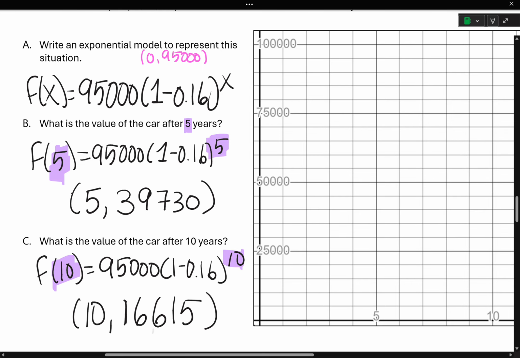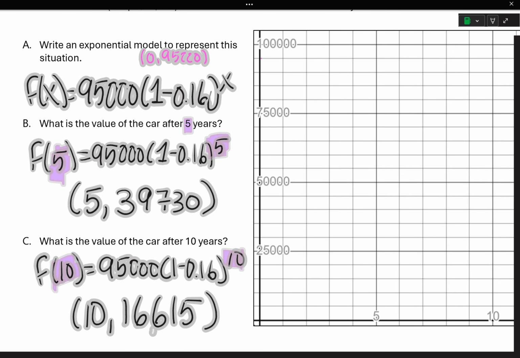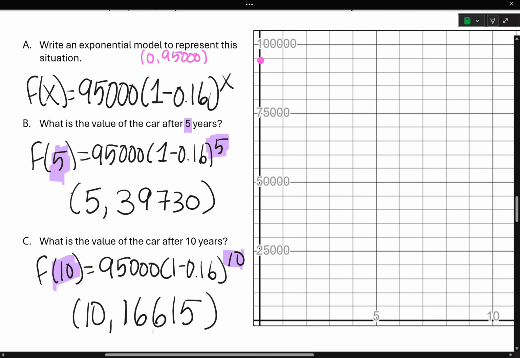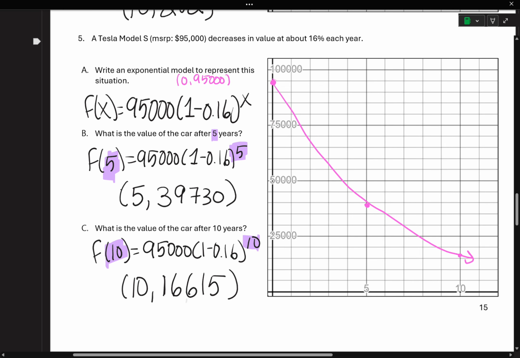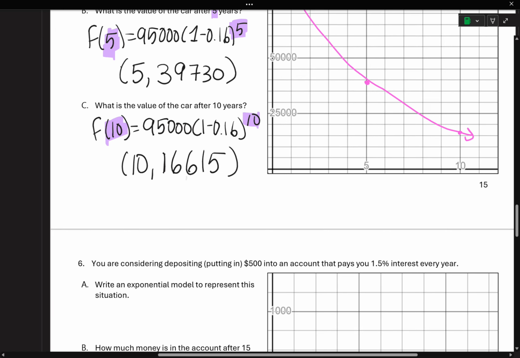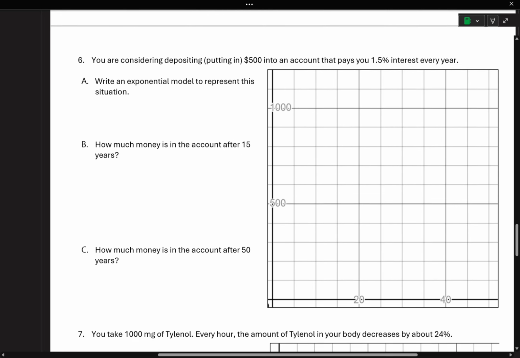Let's graph it. 0, 95,000. 5, 39,000. And 10, 16,000. Gorgeous. Okay, maybe not that gorgeous. I kind of missed that middle dot, but we did fine, Gumin. We did fine. All right, onwards we go.